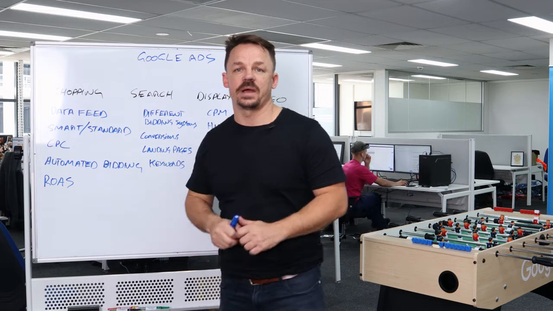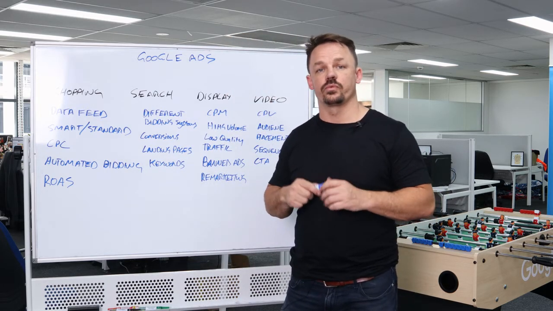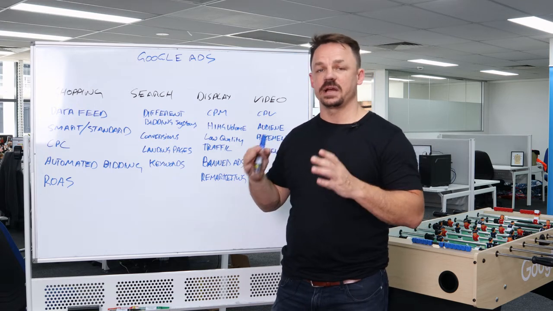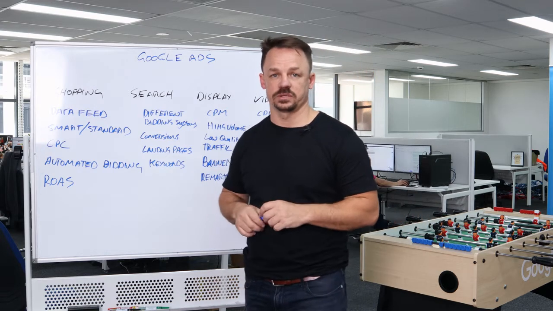Generally, a Google Shopping campaign is all about something called the ROAS, or return on ad spend. That's really what you're targeting. You want to sell as much product as you can at the lowest cost possible.